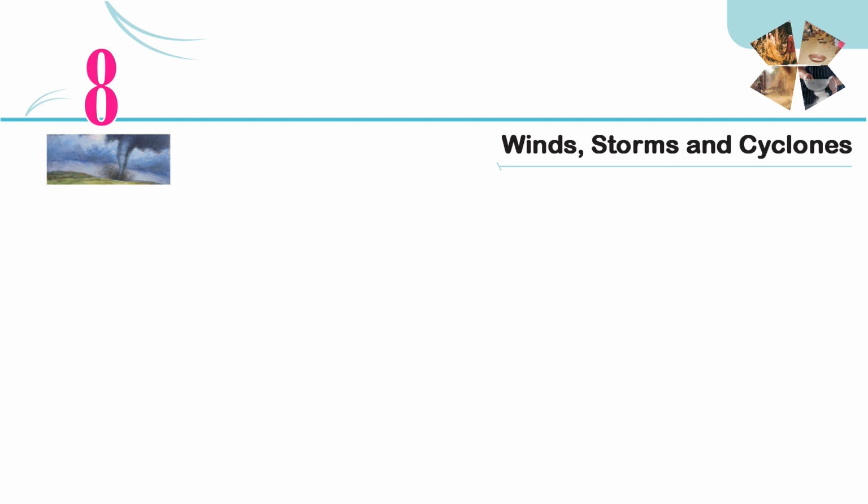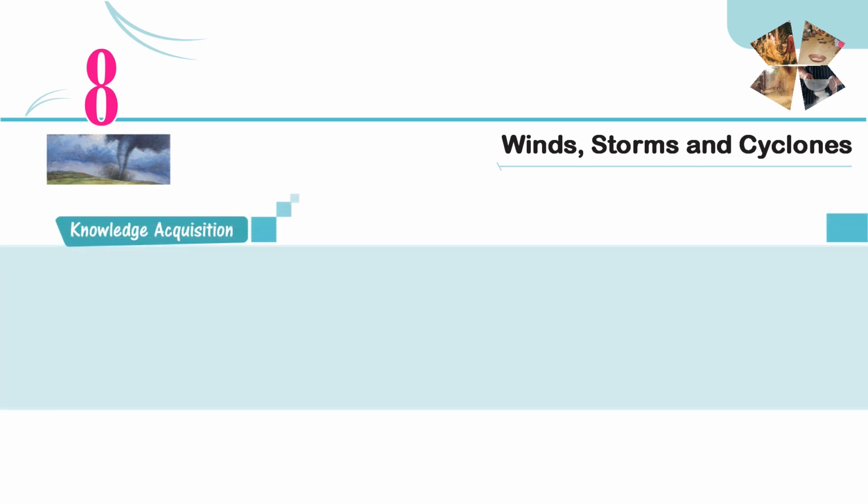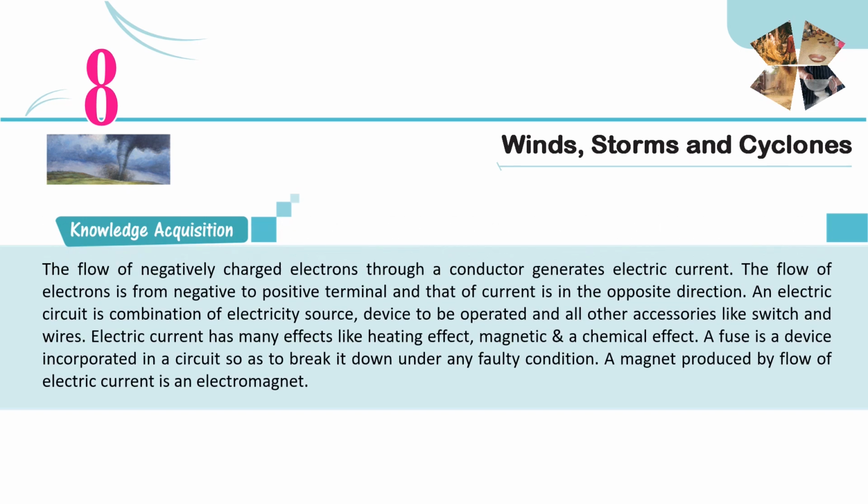Chapter 8: Wind, Storms and Cyclones. Knowledge acquisition. The flow of negatively charged electrons through a conductor generates electric current. The flow of electrons is from negative to positive terminal, and that of current is in the opposite direction. An electric circuit is a combination of electrical components.